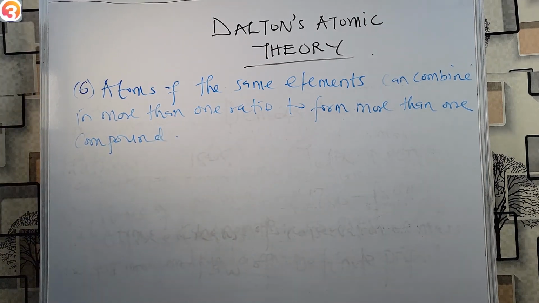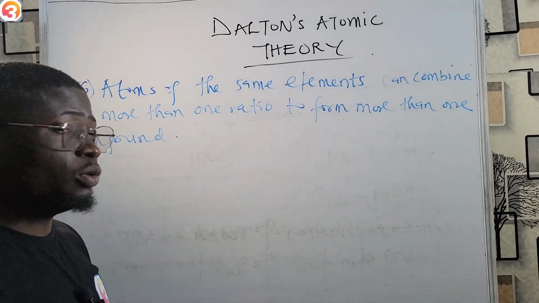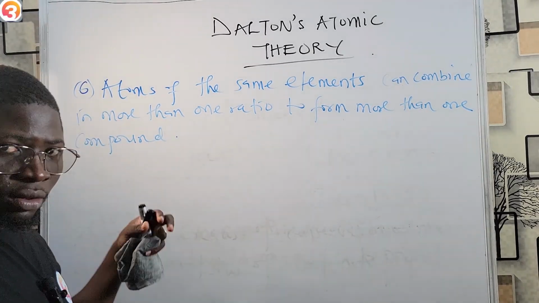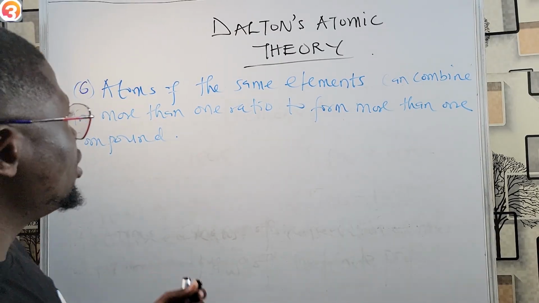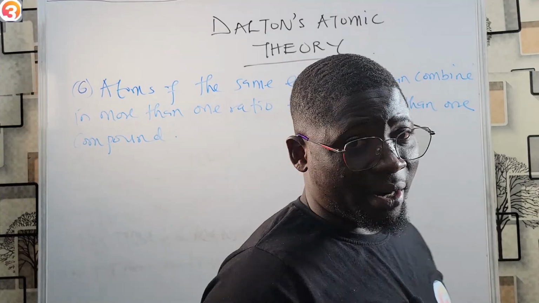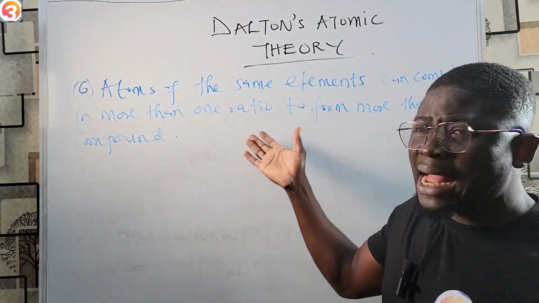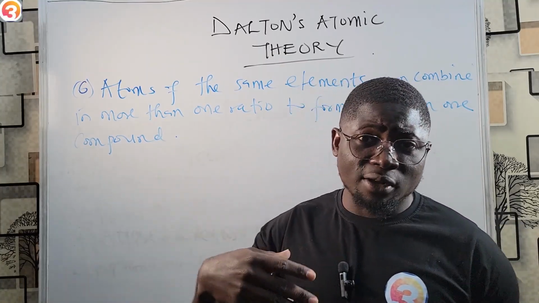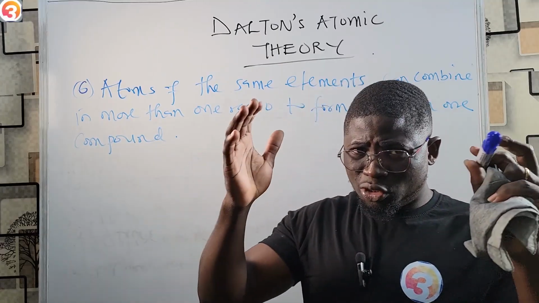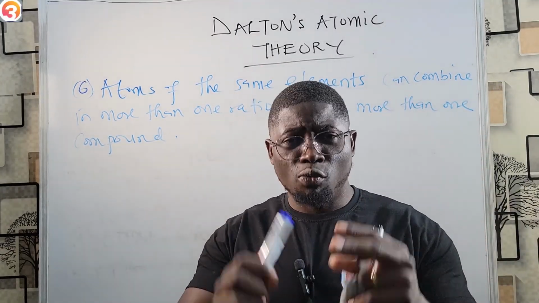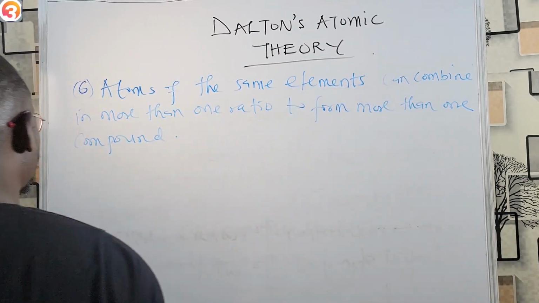So it's saying that atoms of the same element can combine in more than one ratio to form more than one compound. It's as simple as it is written. If you want a fuller understanding of this, please go back to our video on laws of chemical combination, watch it, and fully understand it. It's on this channel. Do not forget to go back to it and watch it.